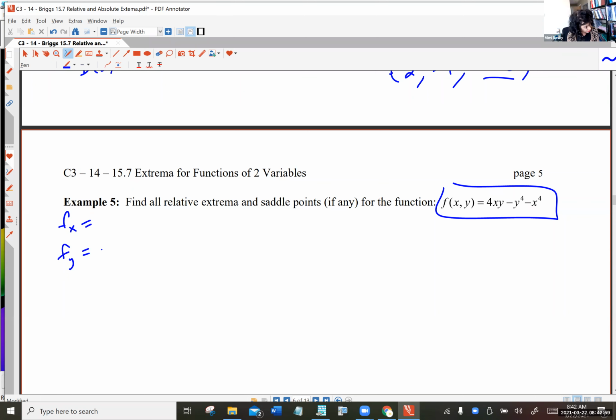Okay, when I differentiate with respect to x, I'm going to get 4y minus 4x cubed, and I'll set it equal to 0. When I differentiate with respect to y, I'm going to get 4x minus 4y cubed, set it equal to 0. Okay, so there is a nonlinear system of equations, and this is a true system where both equations have both x and y in it.